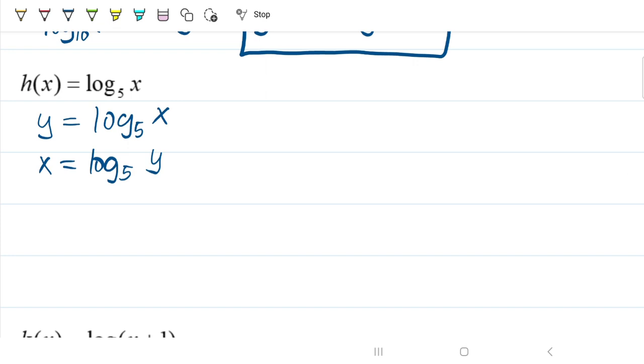So how do we do that? We transform this into its exponential form. So we have 5 raised to x is equal to y. Again, for formality, we are going to change y into h inverse. So h inverse of x is equal to 5 raised to x.